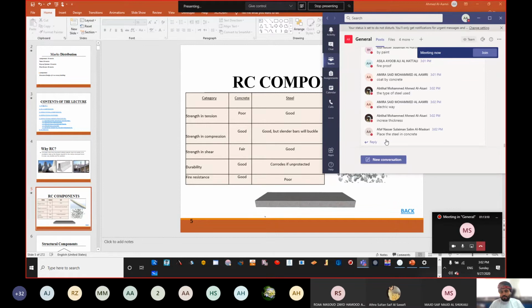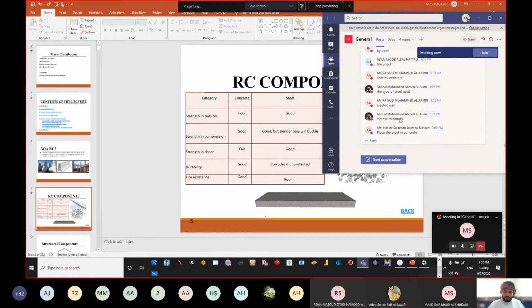So the most accurate answer is whatever Afaf has answered, where we are going to cover the steel section with the concrete. We call it an encased section, where the steel is going to be covered by a concrete section. Are we okay?